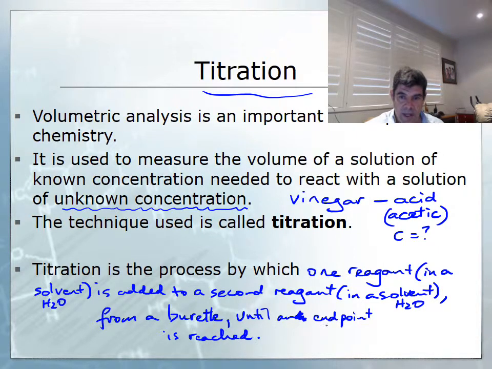So we want an endpoint. We want to find some way of knowing when this reaction has reached its conclusion. We want to try and make sure that we have sufficient reagent B to react with reagent A to ensure that we have a complete reaction without having an excess, preferably of either, although in practice that's very, very difficult to do.